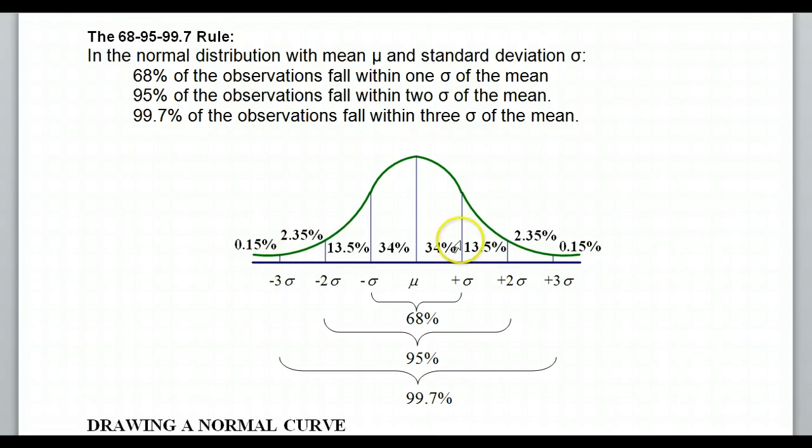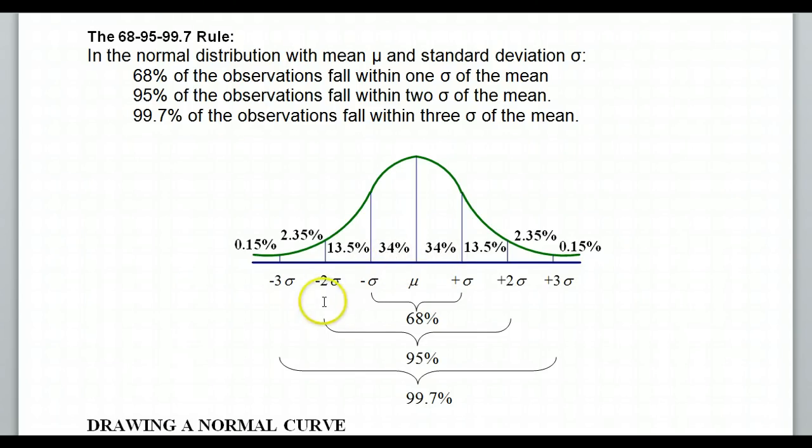It turns out that 68% of the data is always going to be within 1 standard deviation of the mean in both directions. So from here to here, that's going to be 68% of the data. So that's where we get 34% in this zone and 34% in this zone.